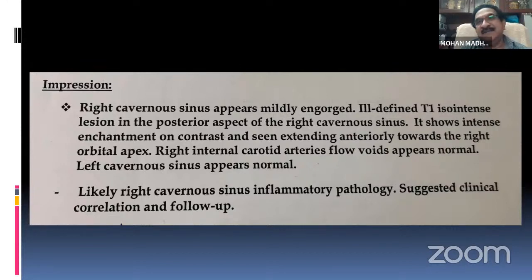That finding cannot explain many things. You can't explain the total loss of the left eye. You can't explain the left-sided position. You cannot explain the long tract signs. You can't explain the left hemisensory loss. Nothing can be explained on the left side. Whatever they found is on the right side.